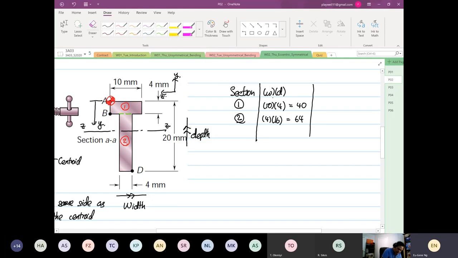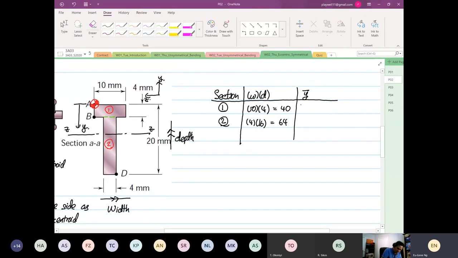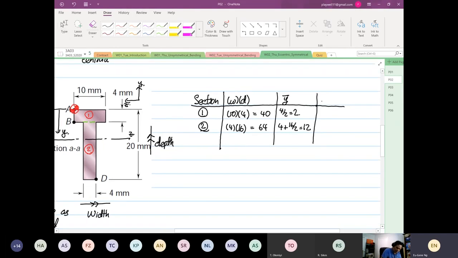Then we come out with the individual neutral axis, small y bar. So this is 4 divided by 2, and the next one is 4 plus 16 divided by 2, which is equal to 12. Again, the datum is taken from the top. Finally, we have omega, which is width times depth multiplied by y bar. So 40 times 2 is 80, and 64 times 12 is equal to 768. Then you do the summation: this is 104, and 768 plus 80 is 848.